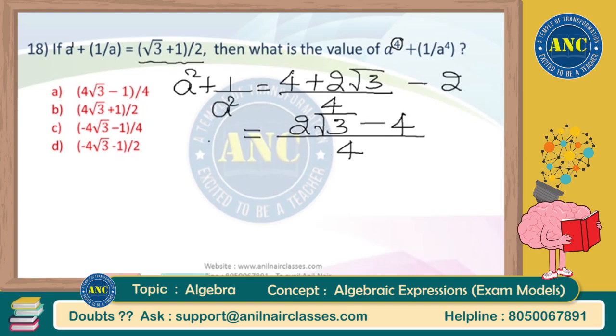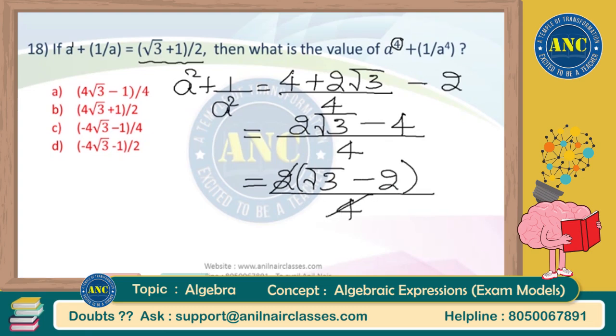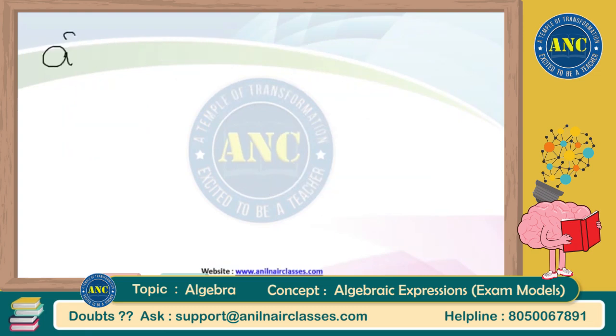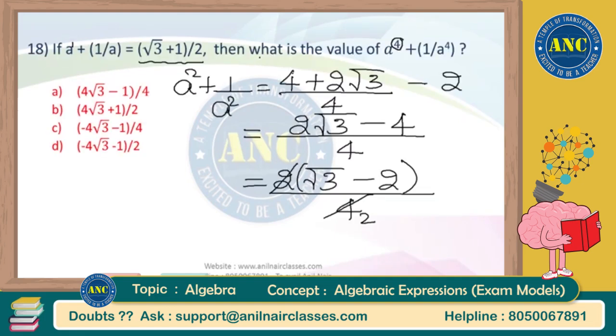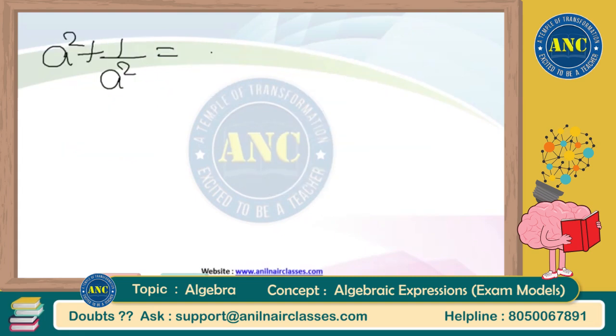Now if I further simplify this, I can take 2 as a common factor in the numerator. 2 into root 3 minus 2, whole thing divided by 4. This is 2 into 1, 2 into 2. So a square plus 1 by a square eventually came as root 3 minus 2 by 2, right? It is root 3 minus 2 by 2.